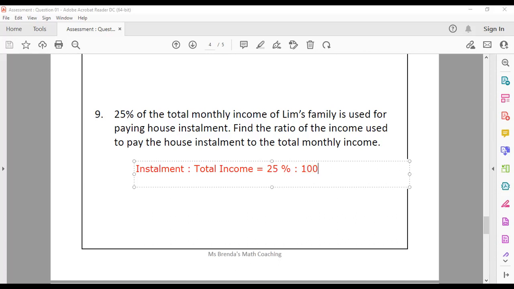100%. Now we take away the percentages. 25 over 100. And then you can already see this can easily be simplified into 1 over 4. Well done. Got it?